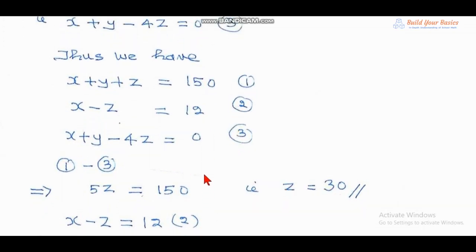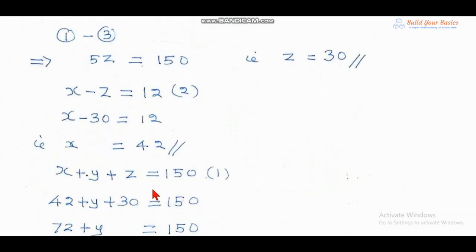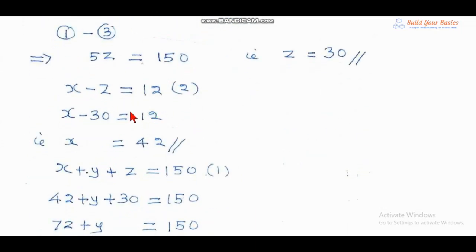In the second equation we have X minus Z equal to 12. In that we have the Z value. X minus 30 equal to 12. That is X equal to 12 plus 30, that is 42. So Z is known, X is known. We have to find the value of Y.